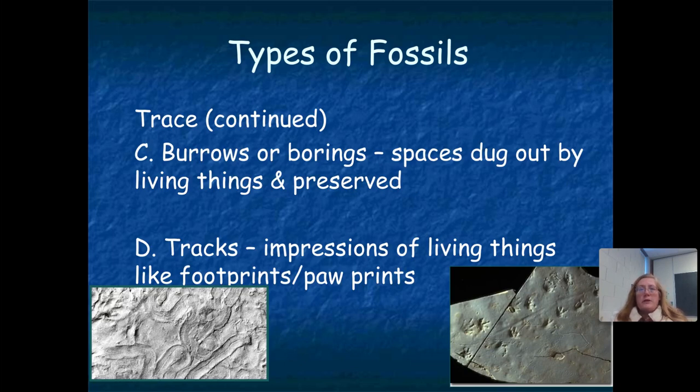Okay, more trace fossils. We have burrows or borings, and that's what we have down here. These are spaces dug out by living things and then preserved. Or we have tracks, footprints or paw prints. This looks like some type of possum, maybe. We've got something with four digits, it looks like. That has to happen on something like mud or sand, and it has to be covered really quickly with something so it doesn't get washed away with water.